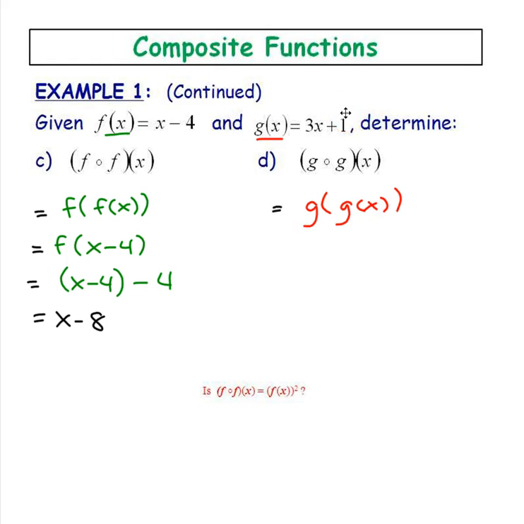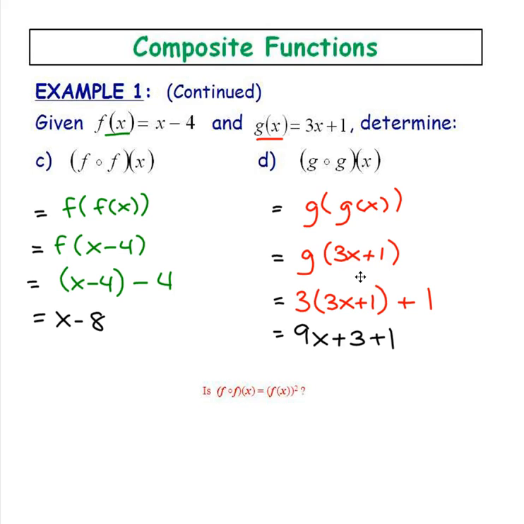Within g of x, you have g of x. Now take this and put it into your g of x wherever there was an x before. So here is g of x, and then you're taking the domain and putting it into where your x was. So this is g of x within g of x. Now expand and simplify. 3 times 3 is 9, 3 times 1 is 3, and then you've got your 1. Put those together and you get 9x plus 4.